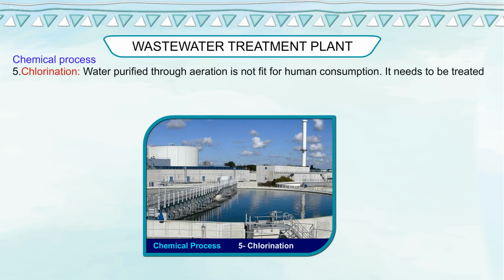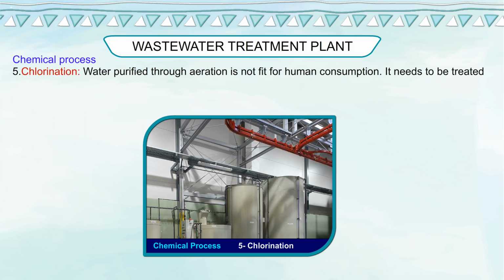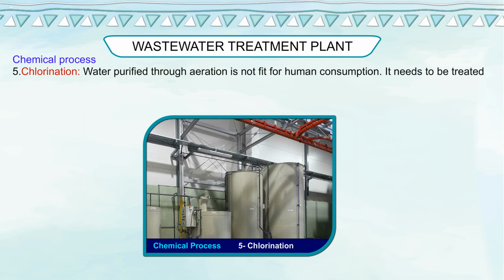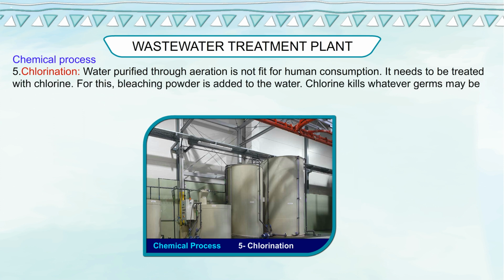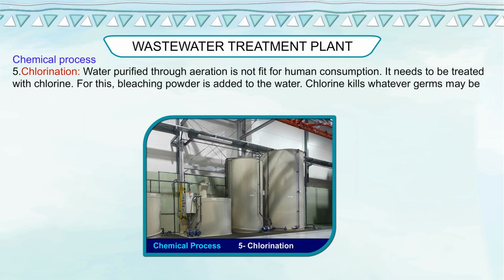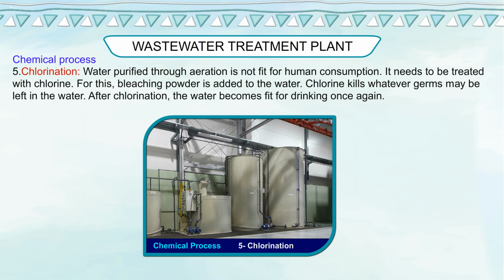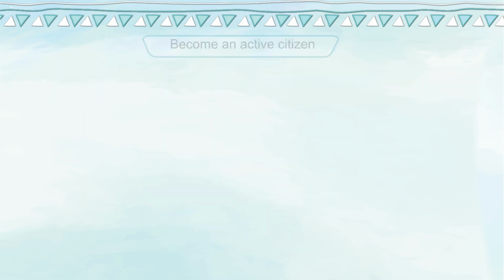Chemical process. 5. Chlorination. Water purified through aeration is not fit for human consumption. It needs to be treated with chlorine. For this, bleaching powder is added to the water. Chlorine kills whatever germs may be left in the water. After chlorination, the water becomes fit for drinking once again.